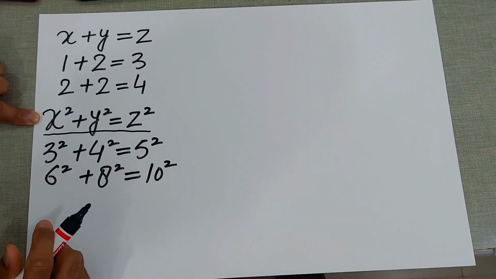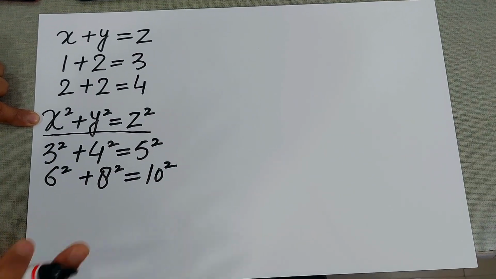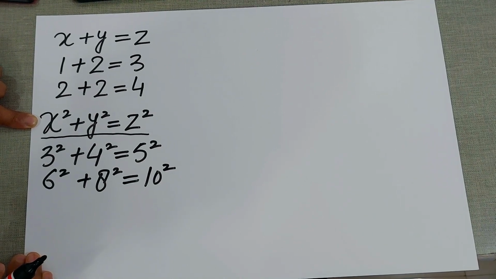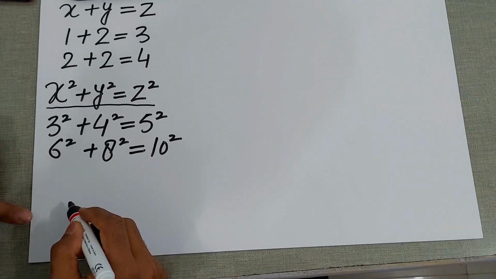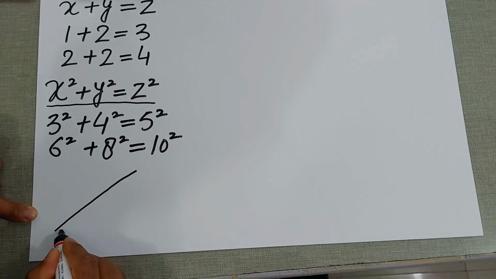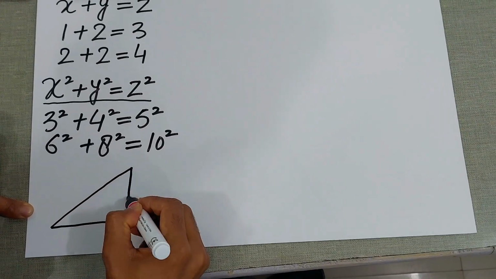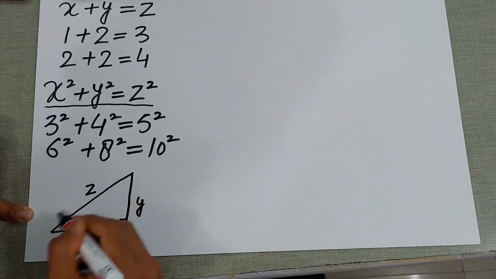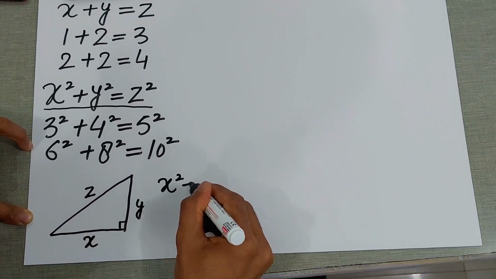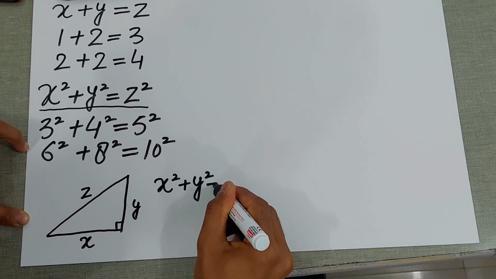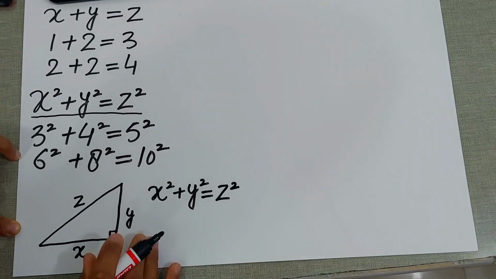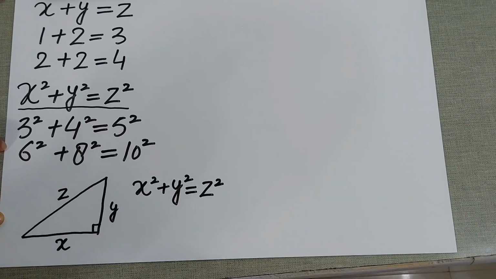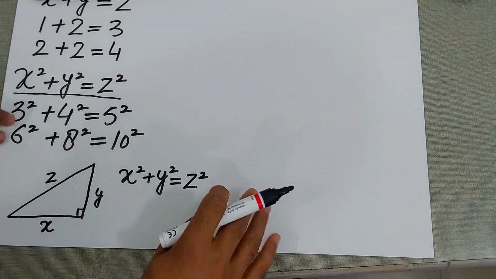It is actually the Pythagoras theorem, which states that in any right angle triangle, the square of the hypotenuse is equal to the sum of the squares of the other two sides. That means if we take any right angle triangle, let me draw a right angle triangle. If these are the sides, then x square plus y square is equal to z square. There are many ways by which we can prove the Pythagoras theorem geometrically. Today I am going to show you one method.